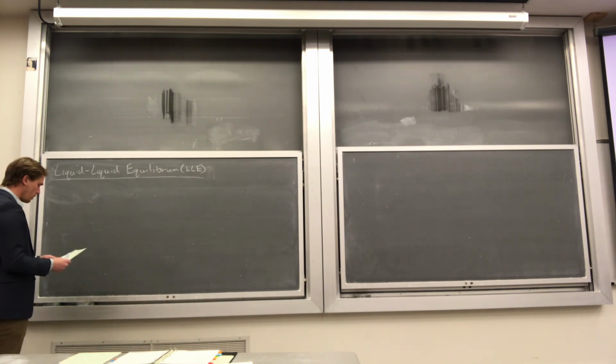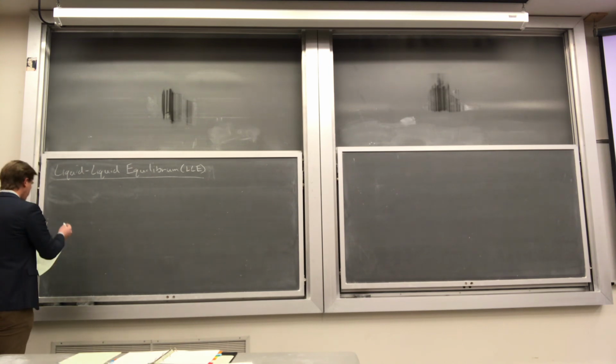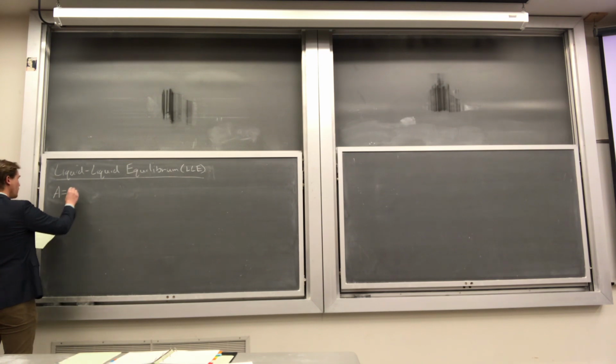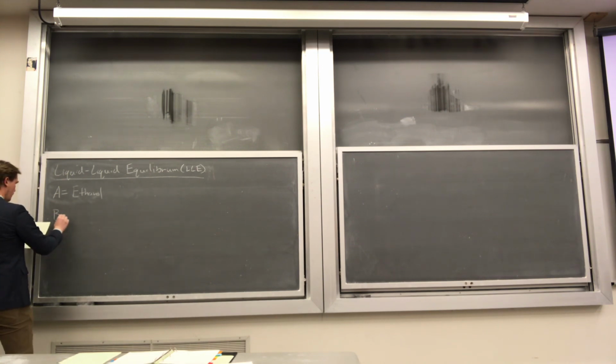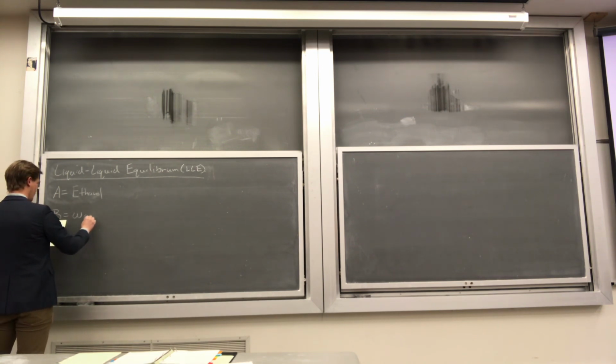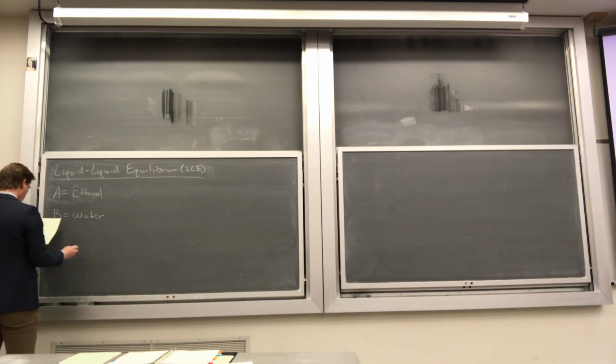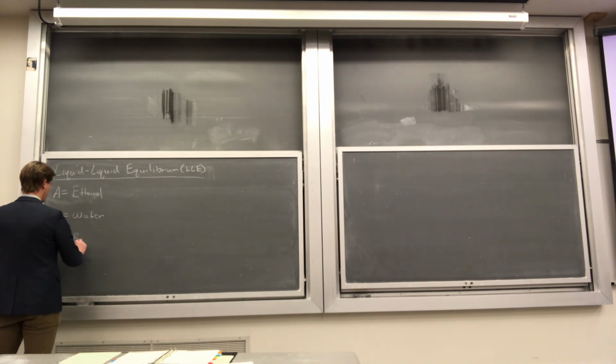And that's liquid-liquid equilibrium. So, in an example, let's have fluid A be ethanol, fluid B be water. Actually, let's look here. And fluid C will be benzene.